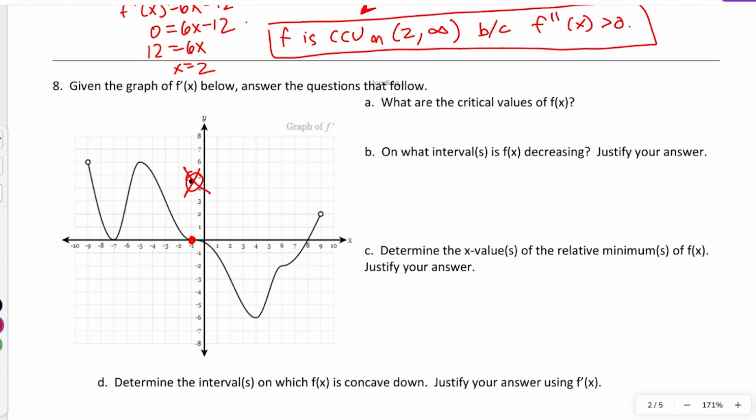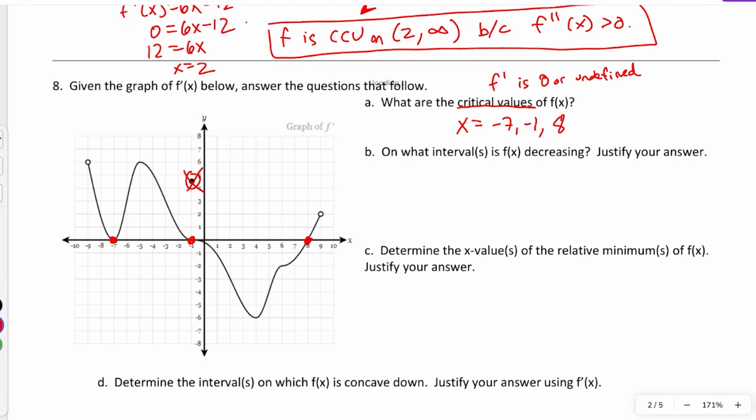Okay, so it says, what are the critical values of f of x? We can see that it's at negative 7, negative 1, and 8. No. What am I doing here? Let's try this. Oh, no, it is. Yeah, I take that back. Negative 7, negative 1, and 8. Okay, critical values, to be clear, are places where f prime is 0 or undefined. Since this is a graph of f prime, we're going to list all those x-intercepts. So negative 7, negative 1, and 8.